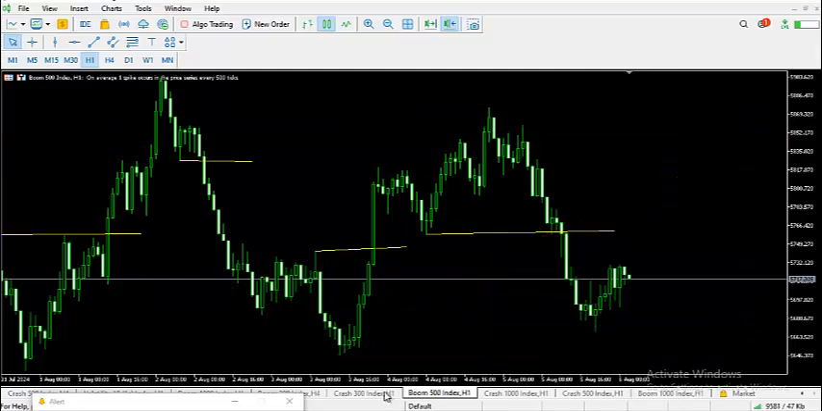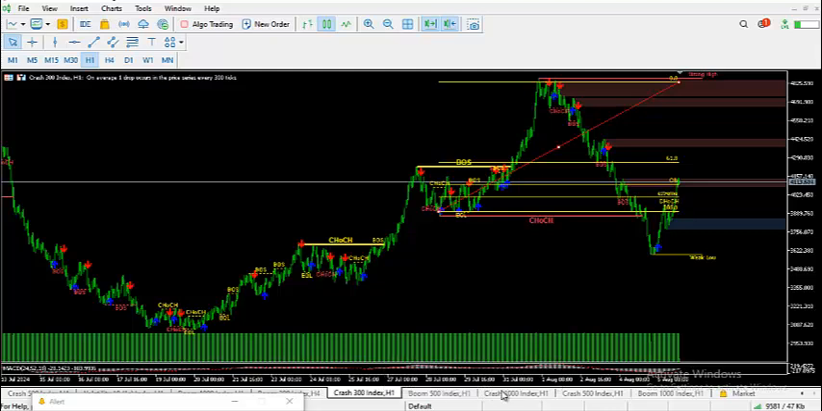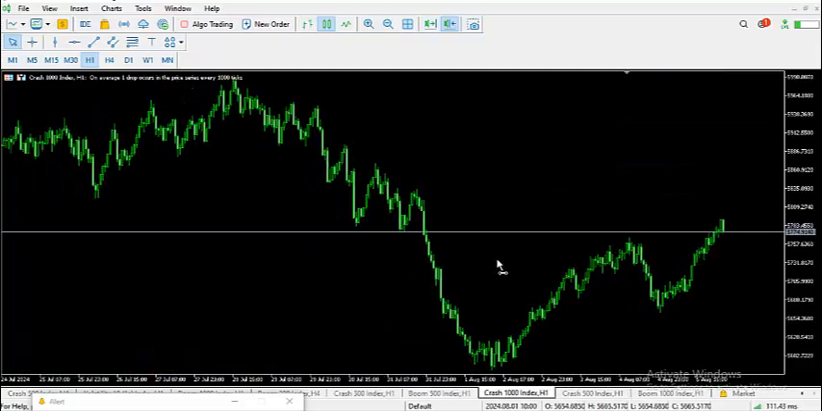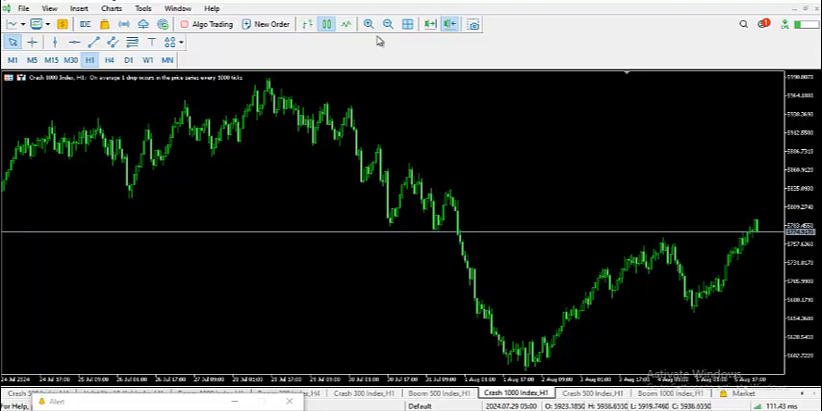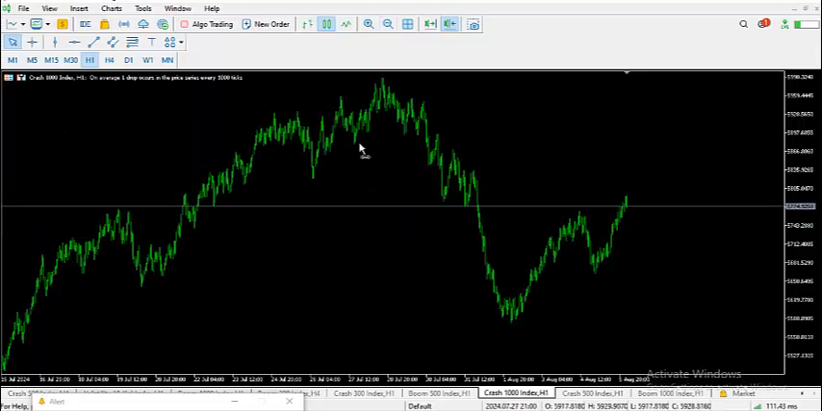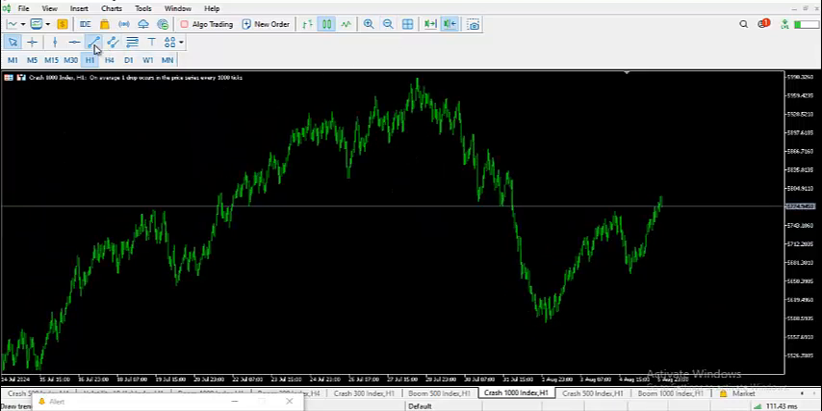Before we get into this, let's see more examples. Okay, this is Crash 1000. Let's quickly identify the break of structure. We have a break of structure here. Okay, we have another break of structure here. All right, we are looking at the major ones now. Okay, we have another break of structure here quite recently.